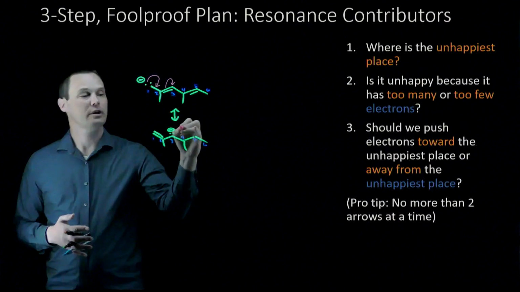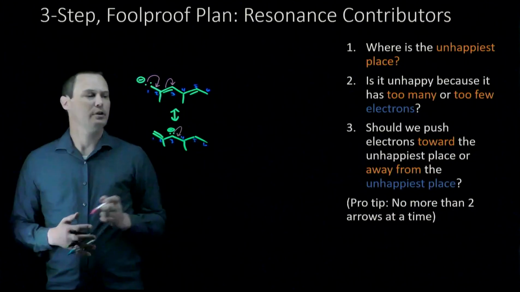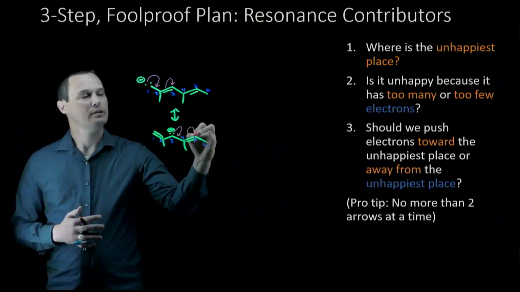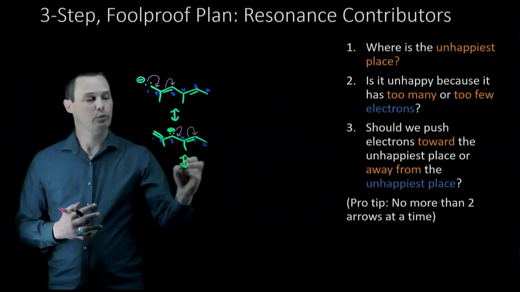Or I can take those electrons and move them to form a new pi bond between carbon 3 and carbon 4. That's going to build up too much electron density around carbon 4. So I'm going to take this pi bond between carbon 4 and carbon 5 and deposit those electrons locally onto carbon 5. That will give me a new resonance contributor.